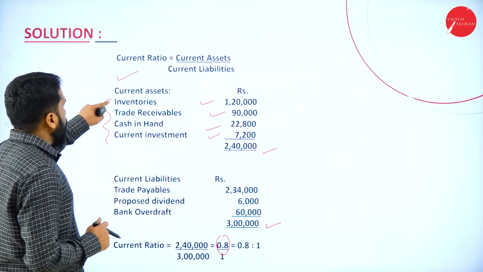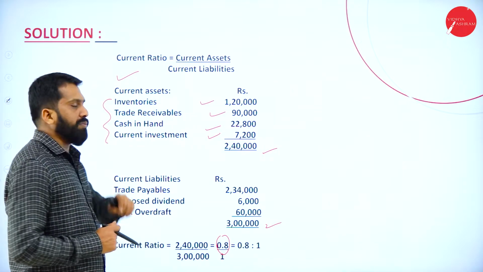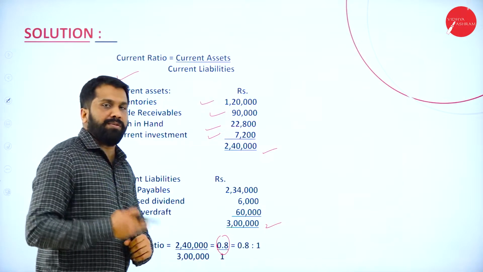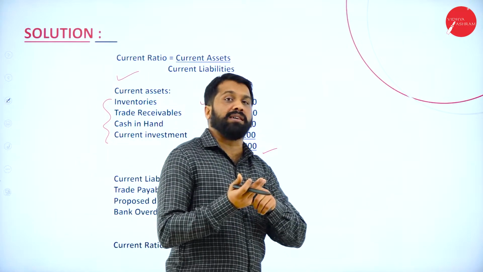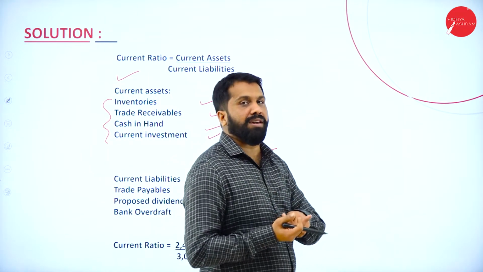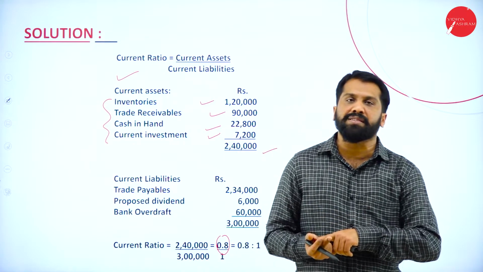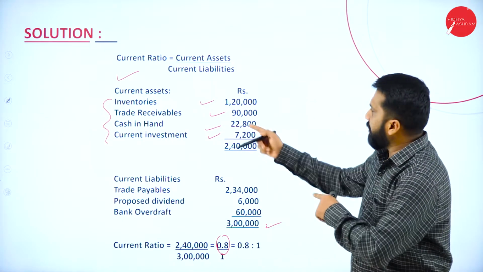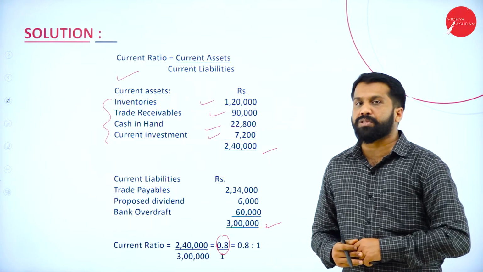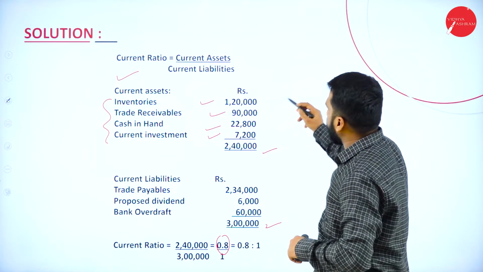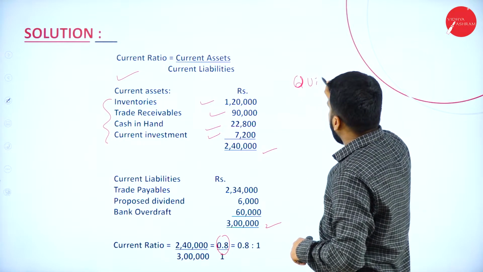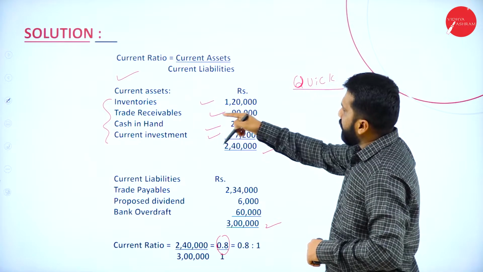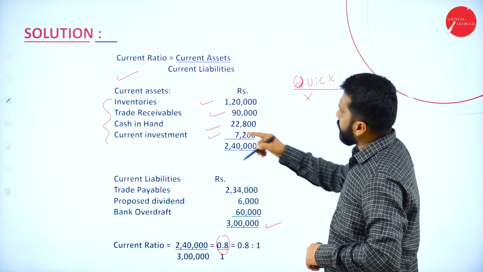Before that, under quick ratio, which are the things we are not supposed to take? Two things I told you. One will be your stock. Another one will be any prepaid or advances. Inventory we also call stock. Now, first we are calculating the quick asset. Inventory we will not consider.